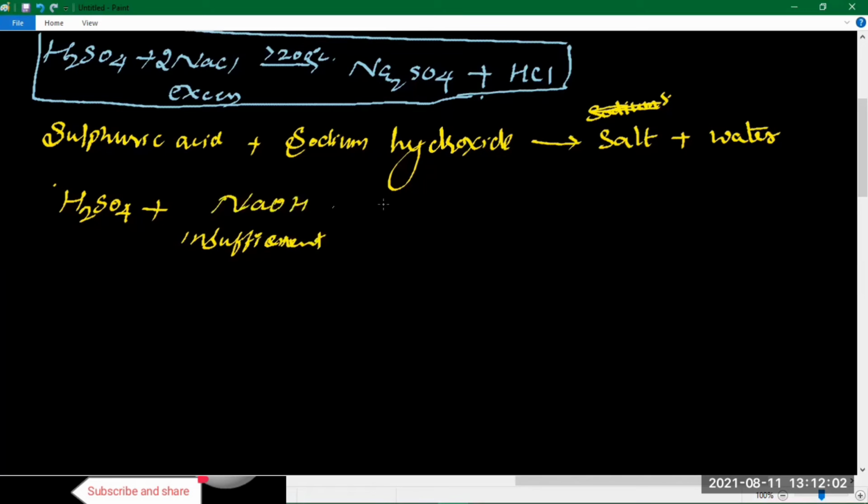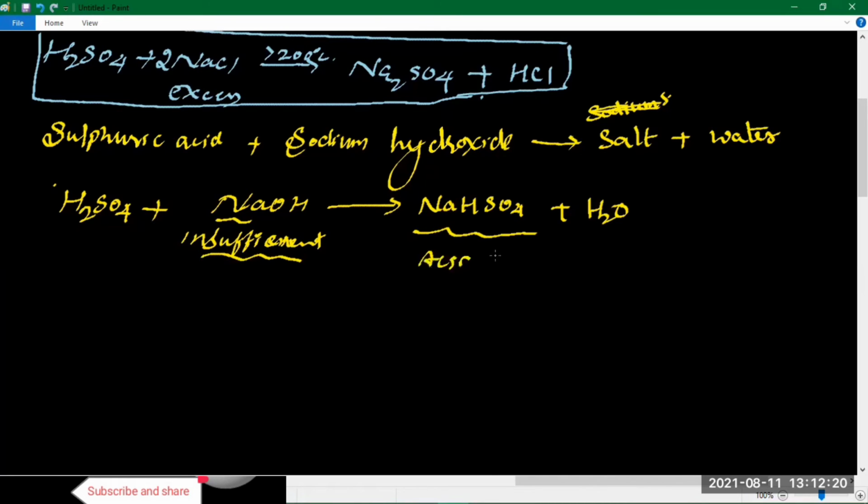NaOH, it will give you an insufficient reaction. We have taken here, as the reason, that the sodium can displace only one hydrogen from the sulfuric acid. It forms NaHSO4 plus H2O. So here, due to the insufficient NaOH we use, it produces an acidic salt. That means somewhat acidic properties are gained by this particular salt, due to the presence of hydrogen.